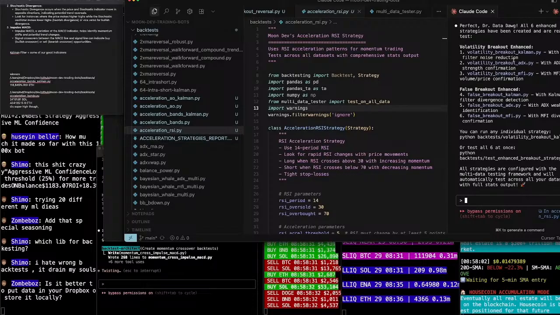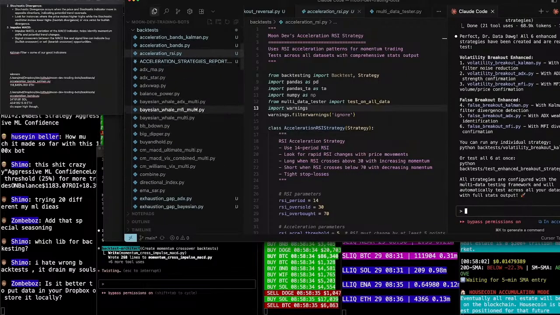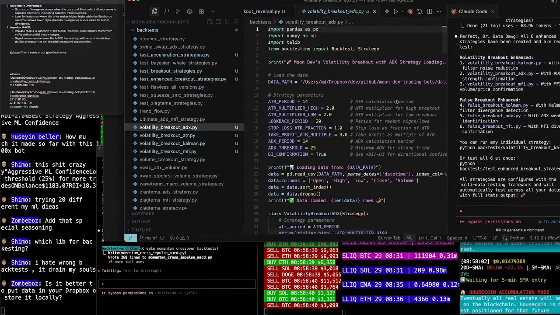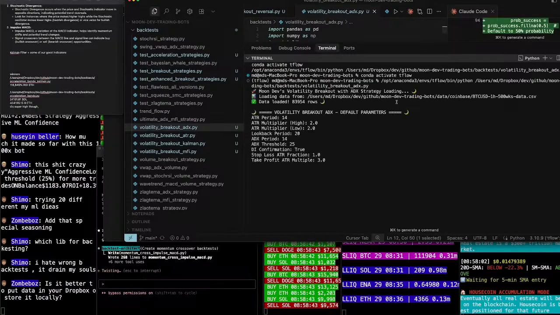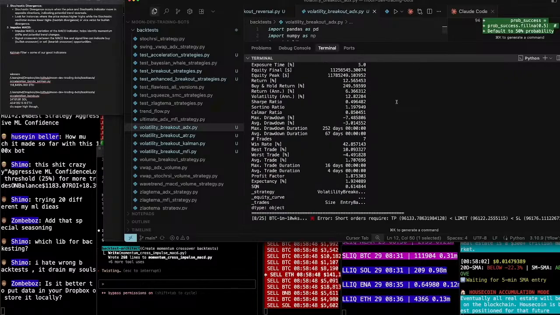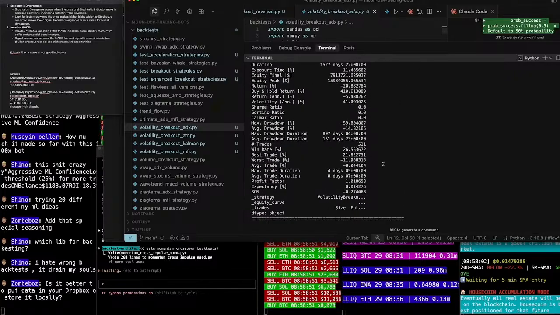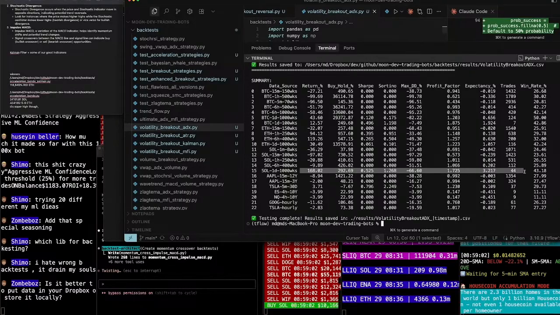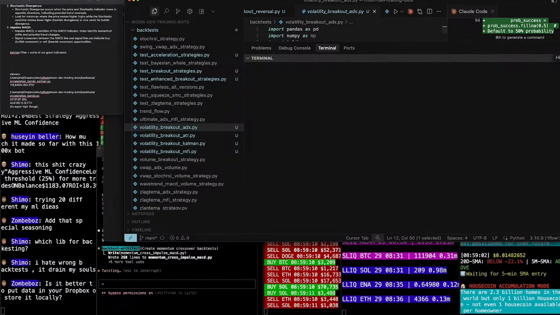Okay, volatility breakout. Let's try these volatility breakouts here. Volatility breakout 80x. 1.9 expectancy, nice. 1 expectancy, nice. 3 expectancy, nice. Sol, this is decent. 3.2 expectancy. Drawdown's pretty high still. Let's go ahead and keep it pushing.